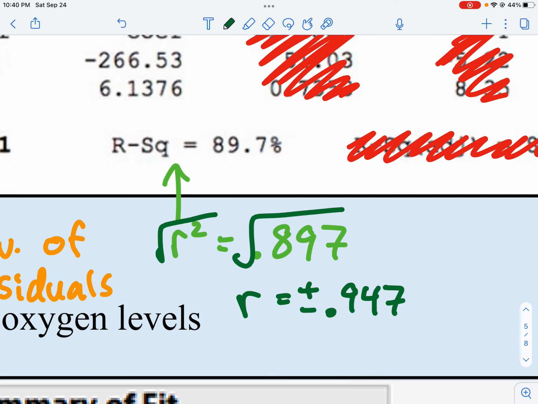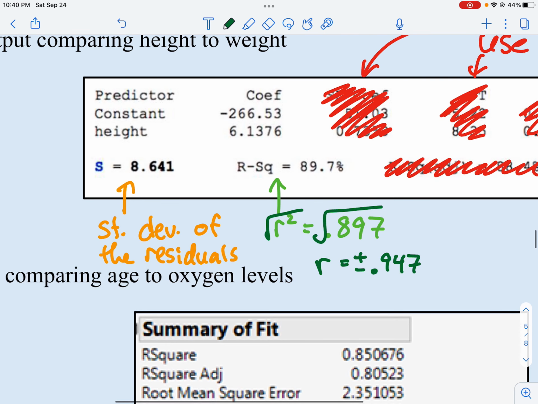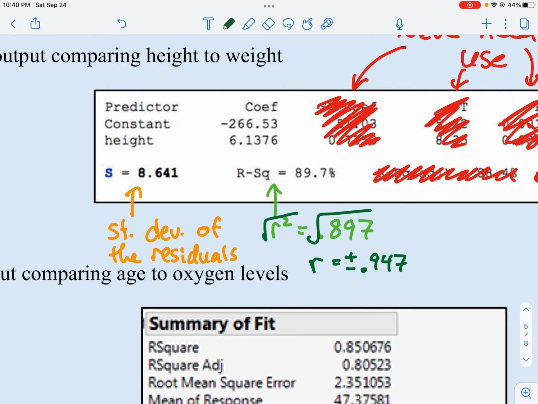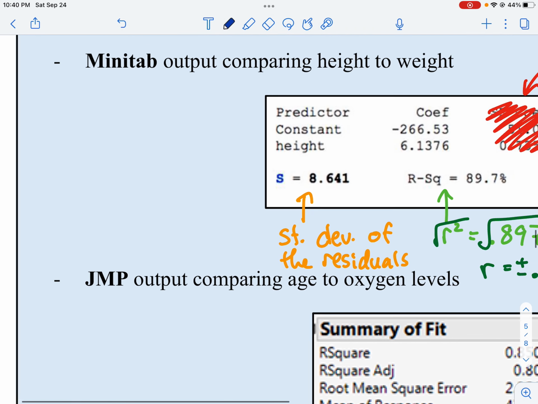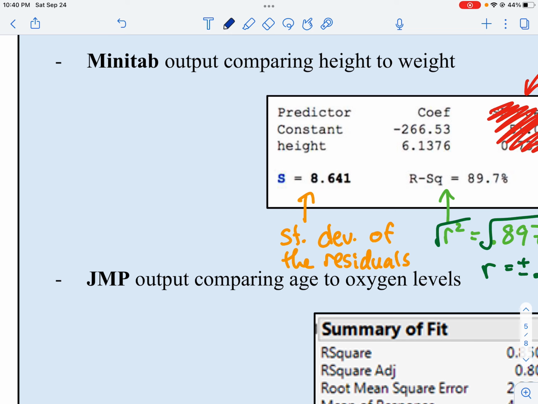So what we need to know is, how do we tell whether correlation is positive or negative? We'll come back to answer that in just a second after I go over what these two values mean. Over here we have the predictors for the constant and for the height, and we have what are called their coefficients. So really quick algebra review. Remember that a coefficient is the number in front of a variable. So for example, if I have 4x, 4 is the coefficient. x is the variable.